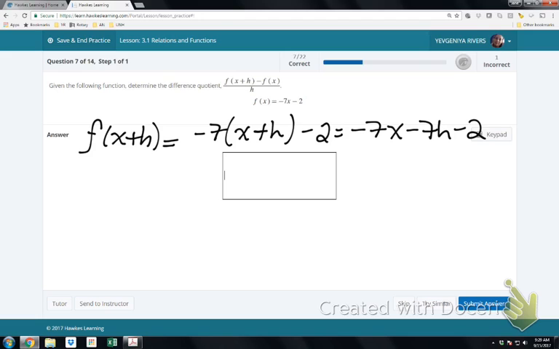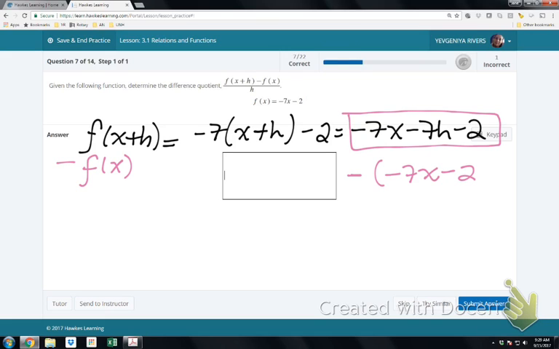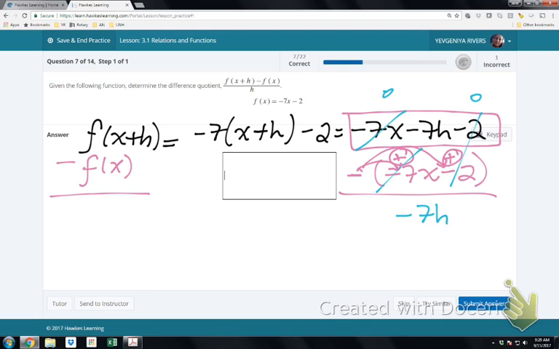Now we're going to take this right here, and we're going to subtract from it f of x. Okay, this means taking negative 7x plus 2 and subtracting it from what we already have. The result of that will be that this becomes a positive 7x and this becomes a negative 2. So combining our like terms, we see that the negative 7x and positive 7x will cancel to 0. Positive 2 and negative 2 will cancel to 0, and I'll be left with just a negative 7h.